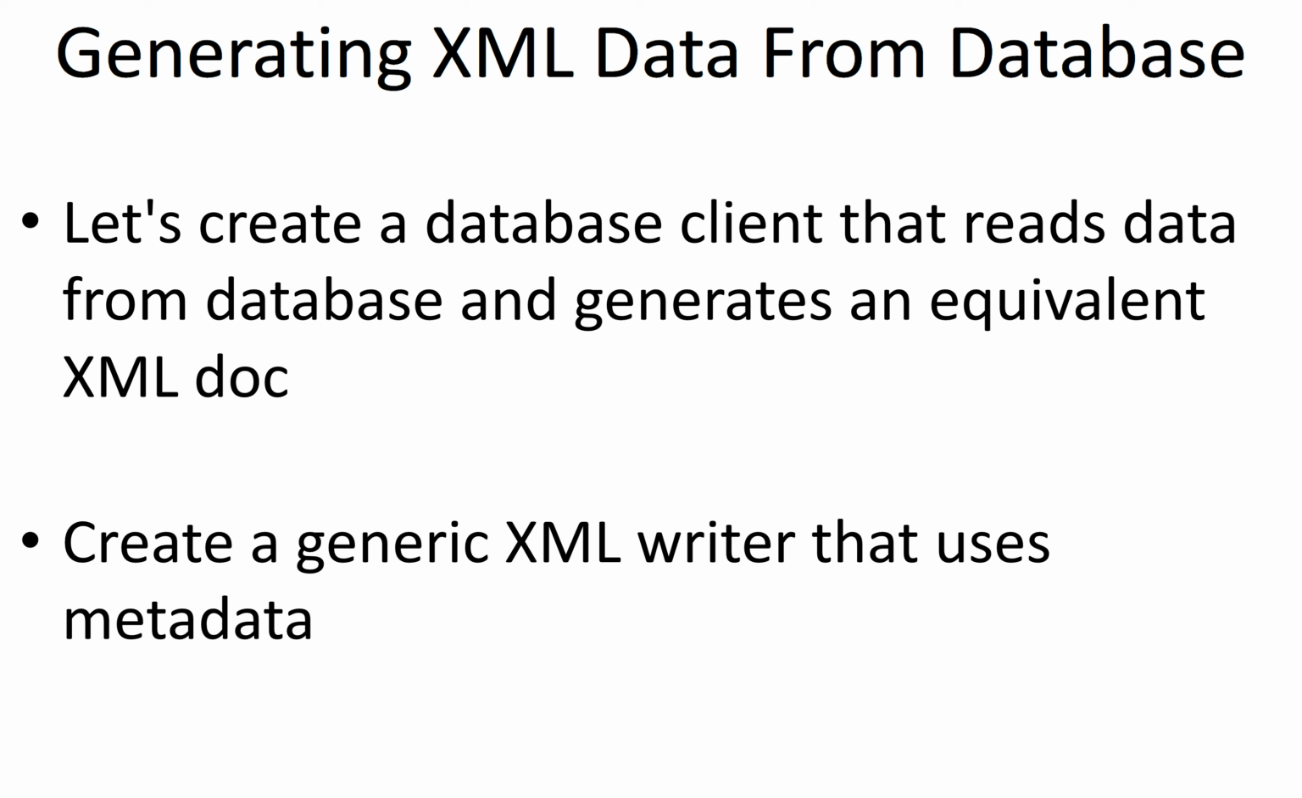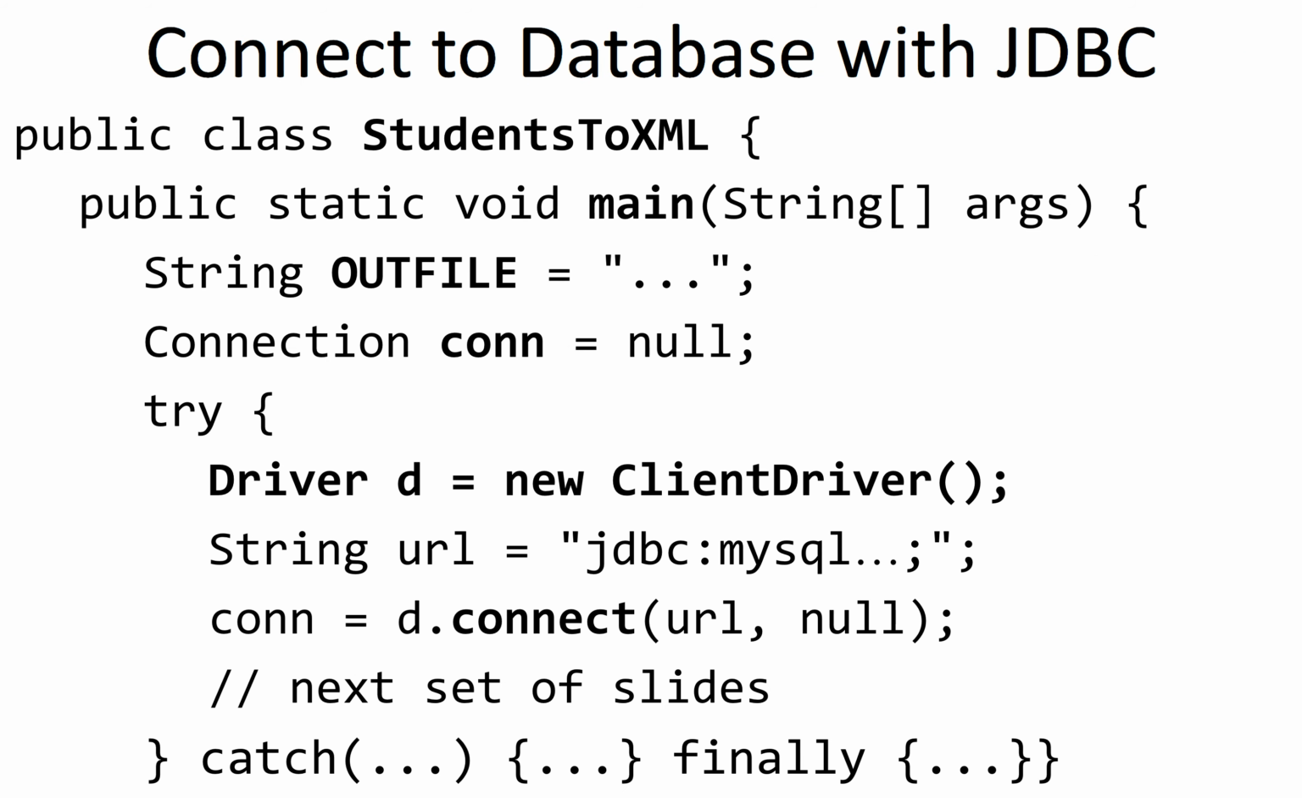So we can create a database client that's going to read the database and generate an equivalent XML document. Ideally, it would be some generic XML writer that would use the metadata of the table, so that we can dynamically look at the schema of the table. We can dynamically know how many columns there are, what their data types are, the names of the columns, and so it would work with any table. You can just point it at a table, and it would dynamically, generically create an equivalent XML document, regardless of what the schema might be. So, for instance, it would be implemented using students.xml.